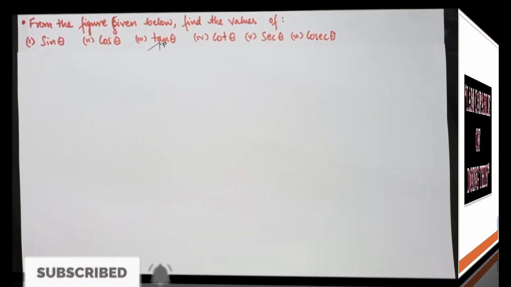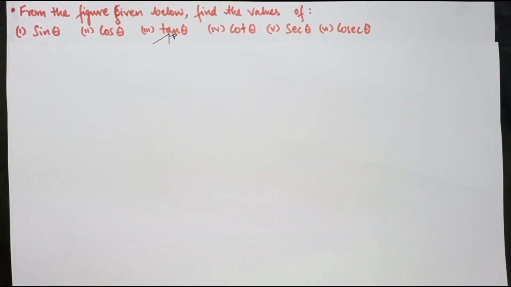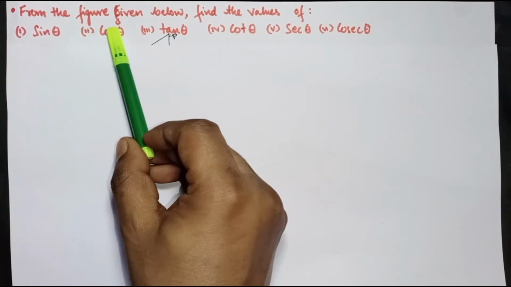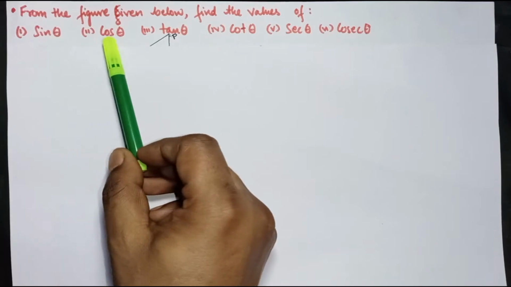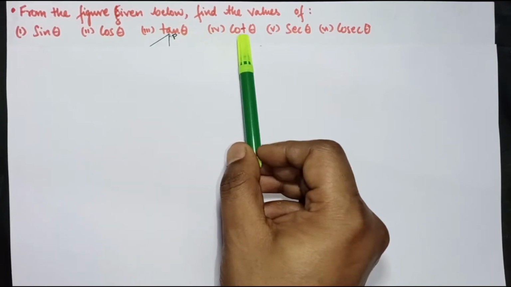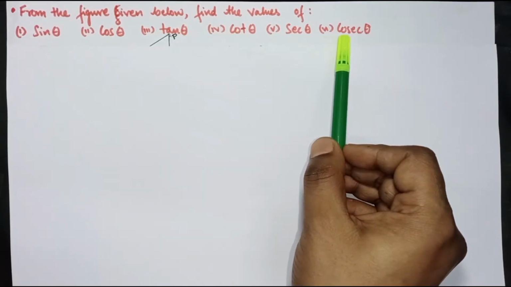So hello students. I think you have gone through my part 1 and you know some of the formulas. So here we have a question. Find the value of sine theta, cos theta, tan theta, cot theta, sec theta and cosec theta from the figure given below.